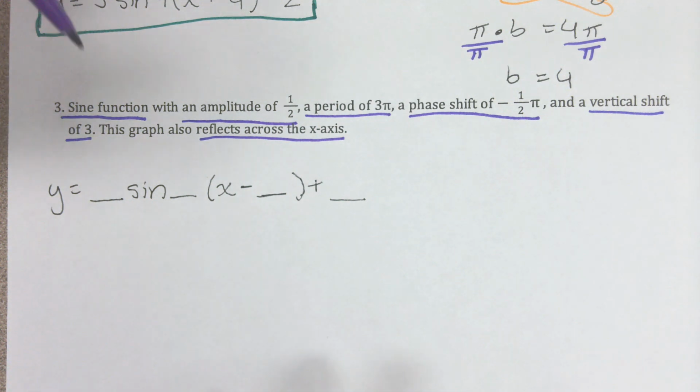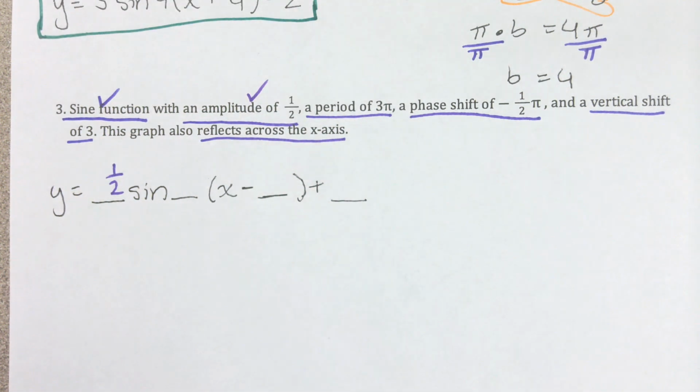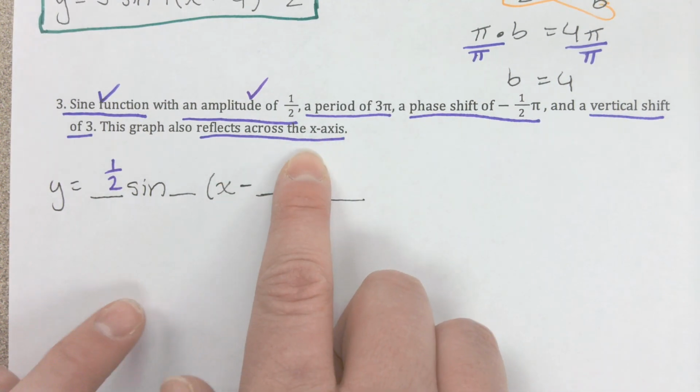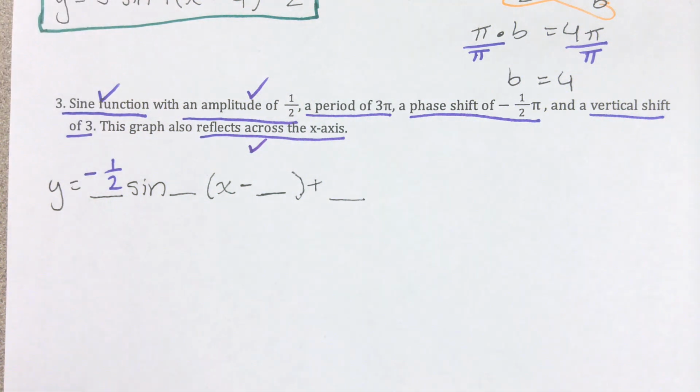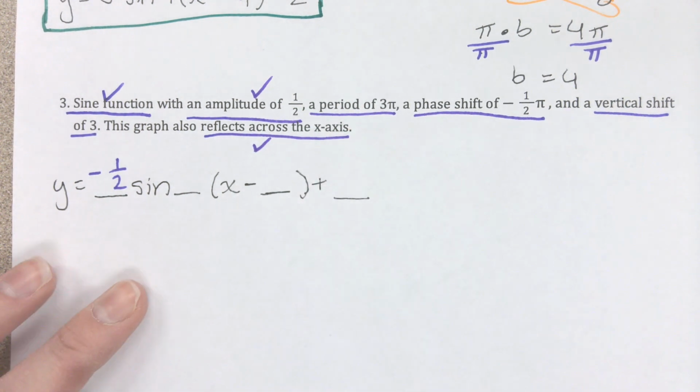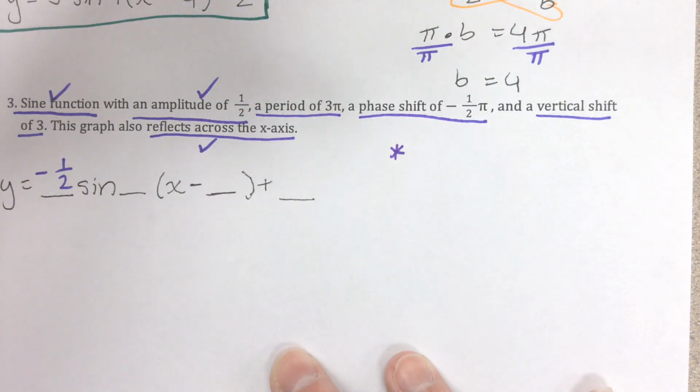Now I'll just fill this all in. You already got sine in there. Amplitude is 1/2. And I'm going to jump down to the bottom. It reflects across the x-axis since I've already read it. Go ahead and point that out. So that means this is a negative 1/2. Period of 3 pi, that's used to find the B value. I'll come over here and do that.